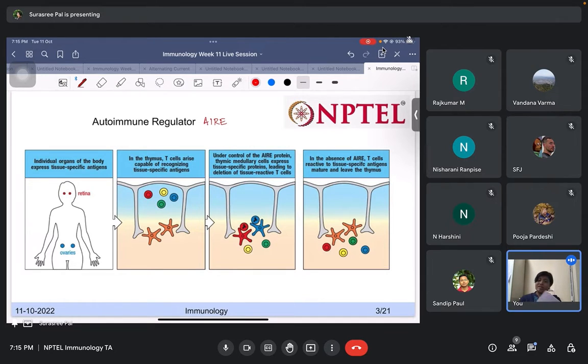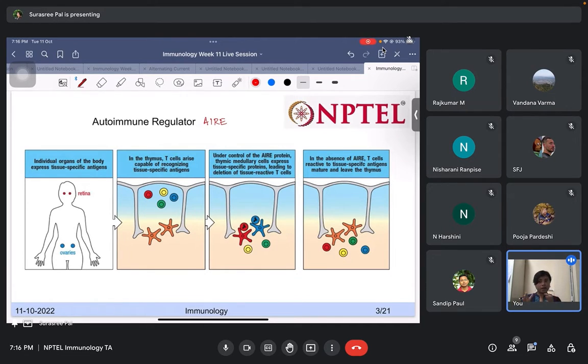Whereas you know that the central tolerance occurs in the thymus only, right? Thymus or the bone marrow. Therefore the T cells that will come out of the thymus are required to not recognize the self antigens of the eye, the ovaries, the liver, the intestine, right? Because the T cell population should not react against all these antigens. So they have to recognize that these are the self antigens, right?